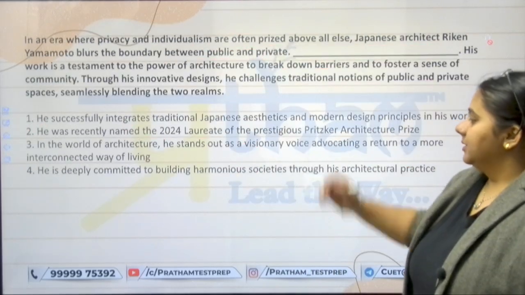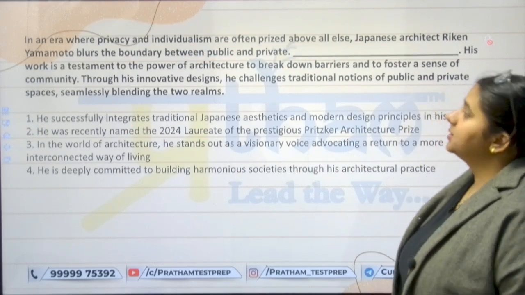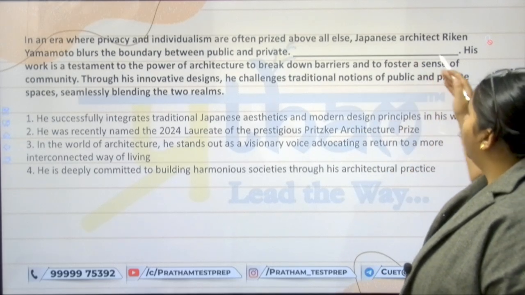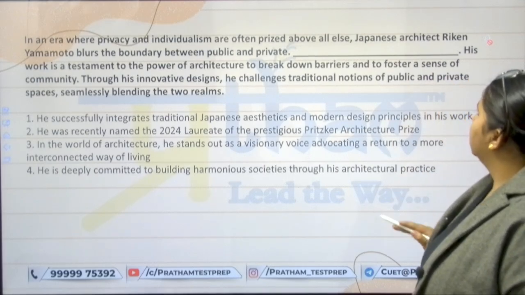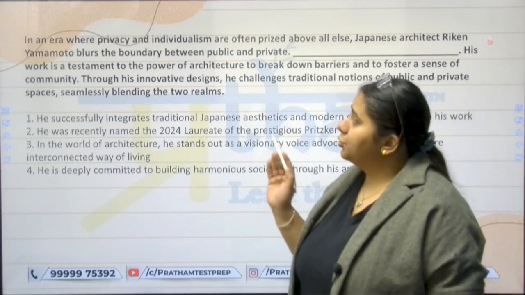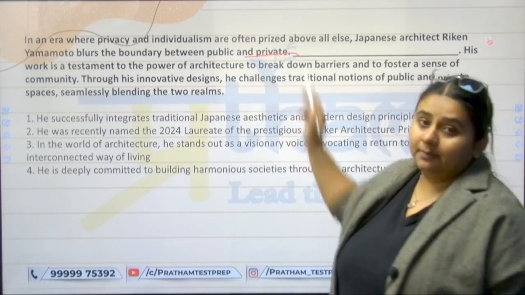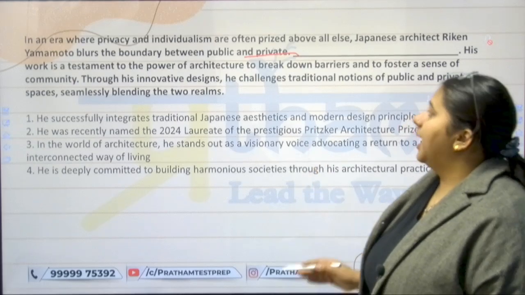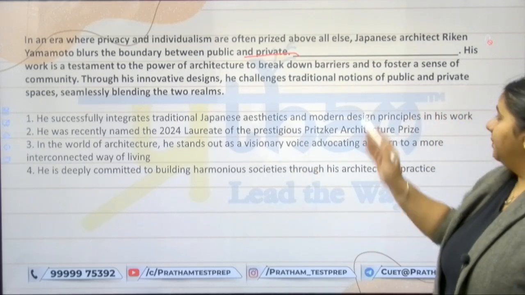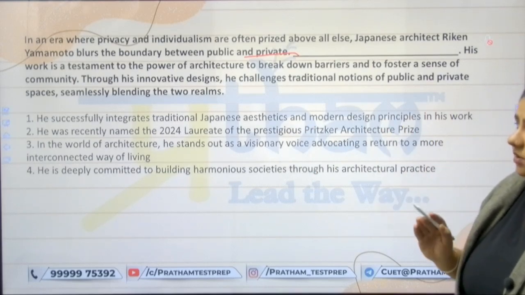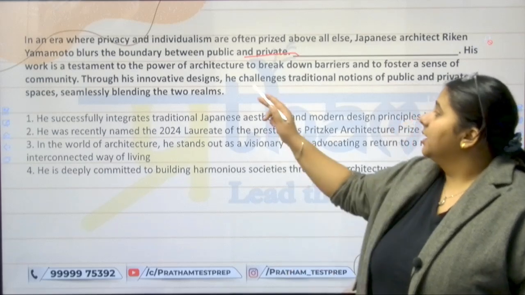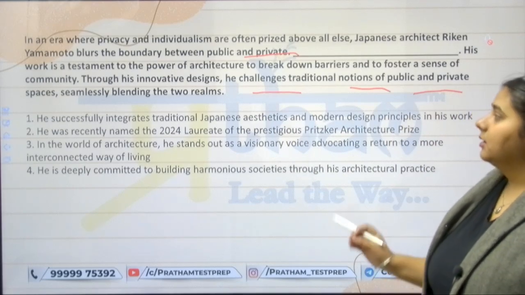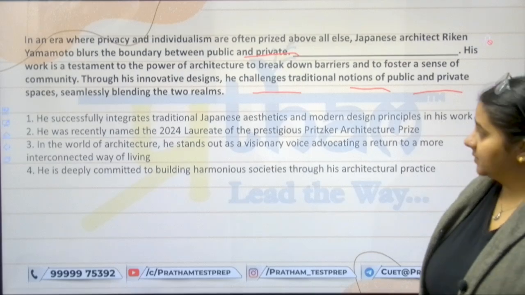Now, second question. It says, in the era where privacy and individualism are often prized above all else, Japanese architect Riken Yamamoto blurs the boundary between public and private. Dash. His work is a testament to the power of architecture to break down barriers and to foster a sense of community through his innovative designs. He challenges traditional notions of public and private spaces, seamlessly blending the two realms.